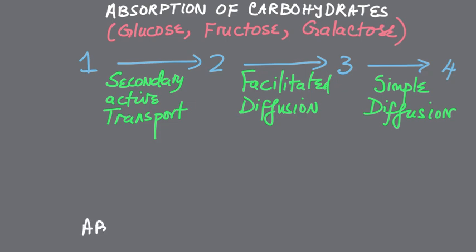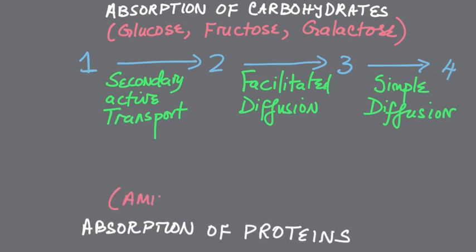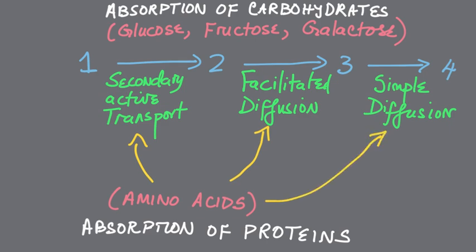The absorption of proteins is very similar to the absorption of carbohydrates. In this case, we're talking about the movement of amino acids. Amino acids move from 1 to 2 via secondary active transport, 2 to 3 via facilitated diffusion, and 3 to 4 via simple diffusion.